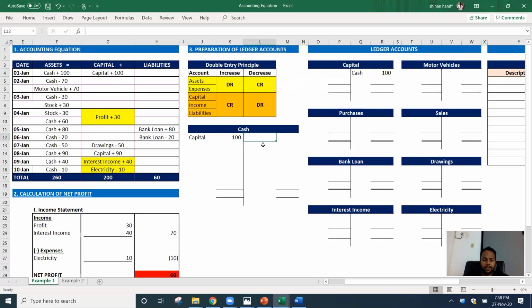Purchasing a motor vehicle, then cash account credit, because cash decreases by 70. Cash decreases by 70. And motor vehicle account will increase by 70. Motor vehicle account increases by 70. It is an asset. Asset increase debit.